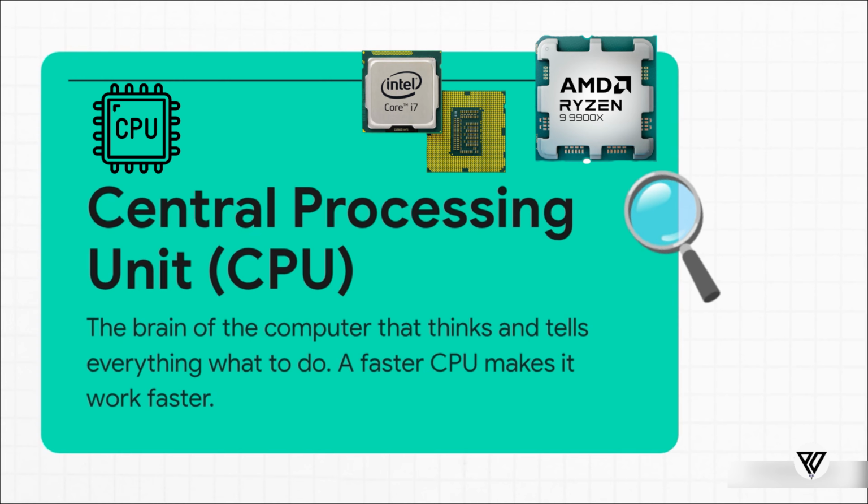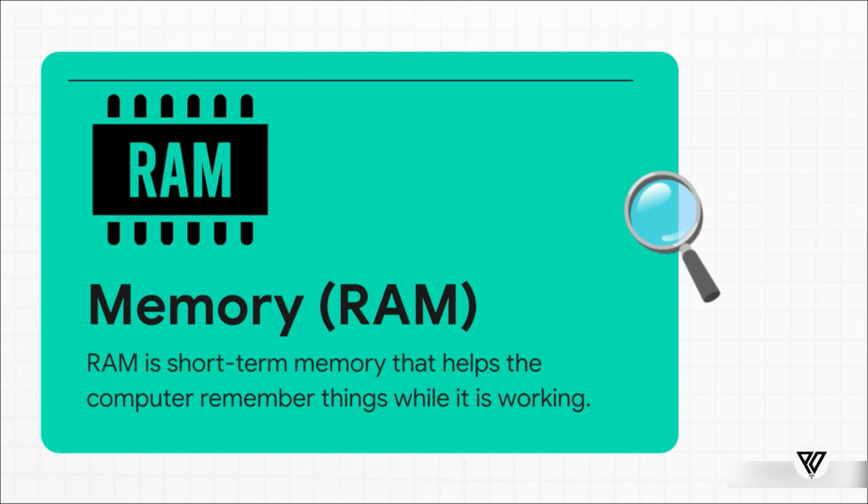Now, its speed is measured in gigahertz, which is just a fancy way of saying how many billions of calculations it can do per second. And modern CPUs have multiple cores, which is kind of like having several brains working together at the same time to get more done. So if the CPU is the brain, then RAM is its short-term memory.